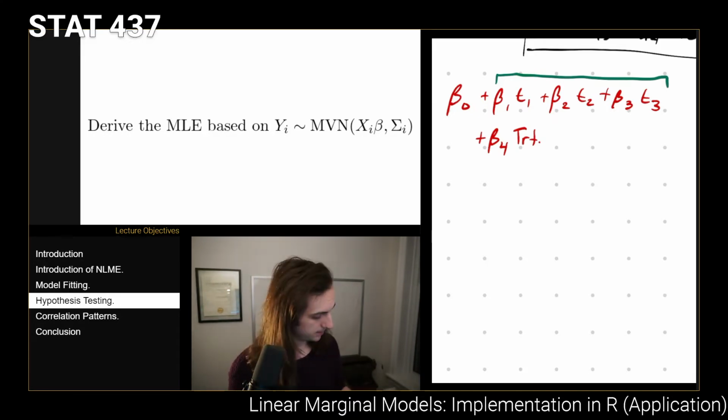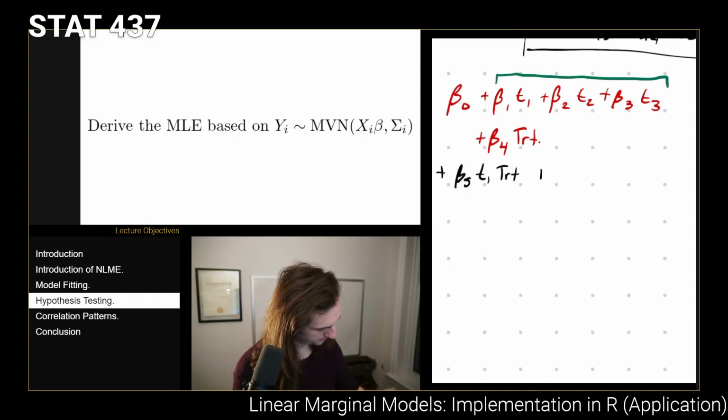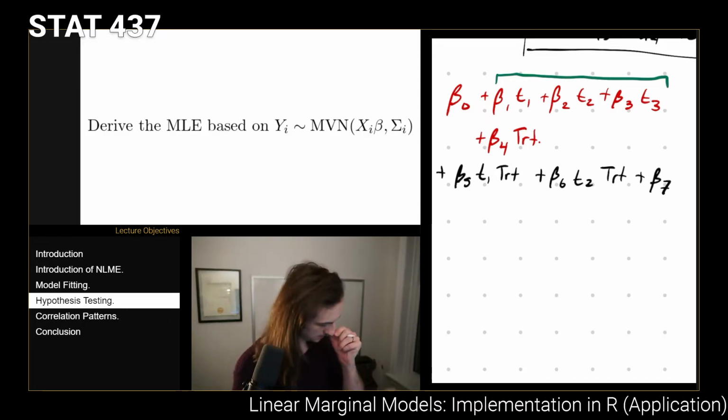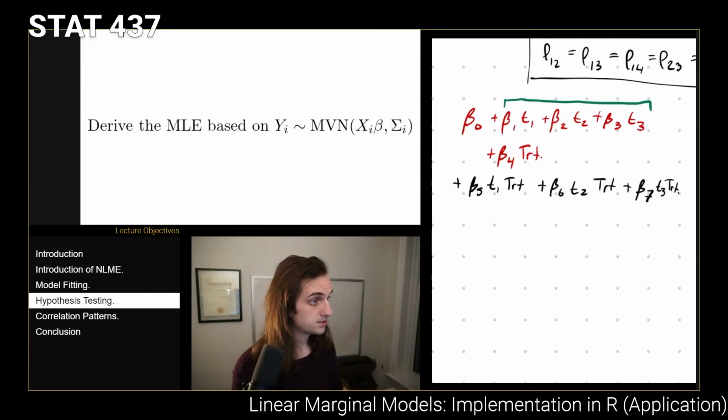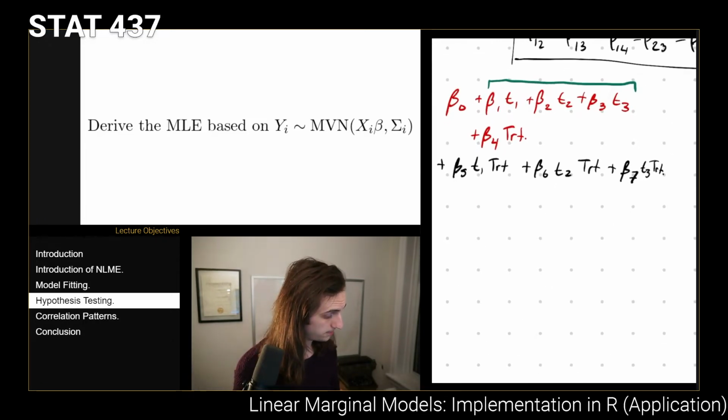And then we have the interaction effects. And so I will add these on as well. So we're going to have beta 5, and this is going to be T1 treatment, plus beta 6 T2 treatment, plus beta 7 T3 treatment. Okay, and so that's sort of our full set of parameters here.